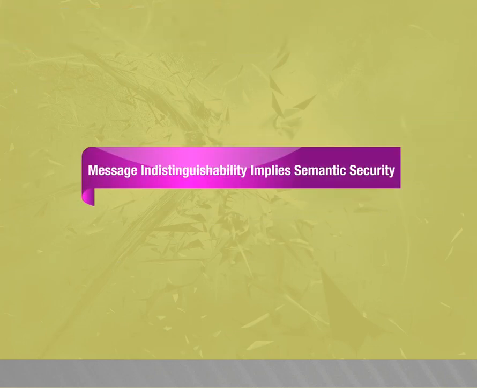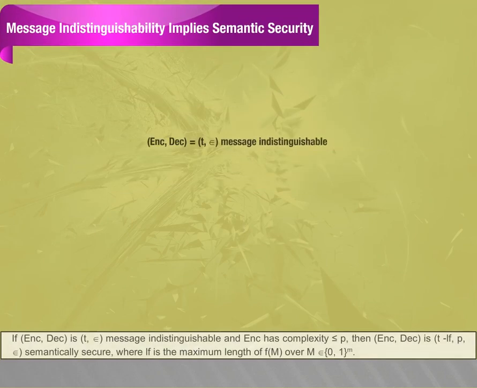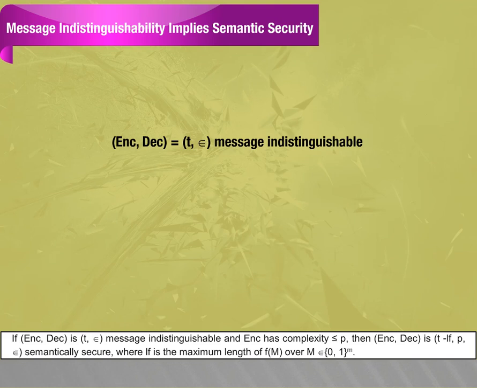Message indistinguishability implies semantic security. If encryption (ENC, DEC) is (T, epsilon) message indistinguishable and ENC has complexity less than or equal to P, then (ENC, DEC) is (T minus LF, P, epsilon) semantically secure, where LF is the maximum length of f(M) over M belonging to {0,1}^m.